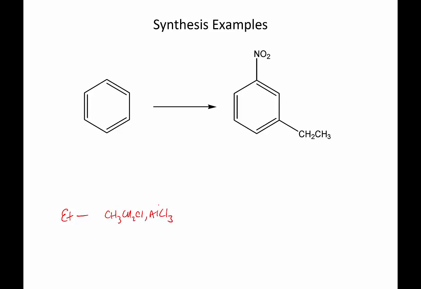Okay, so ethyl chloride, AlCl3 or FeCl3, either one. So that's going to put the ethyl group on the ring. How do I get the NO2 group on the ring? HNO3 with H2SO4. Okay. We're just purely talking strategies here. I need to have a way to put each group on the ring. So I've got these two because these are relatively straightforward.